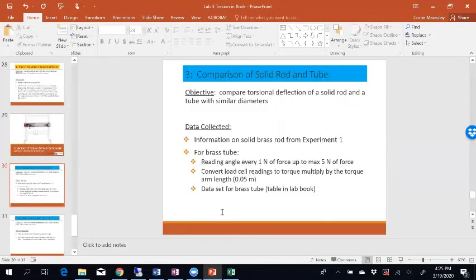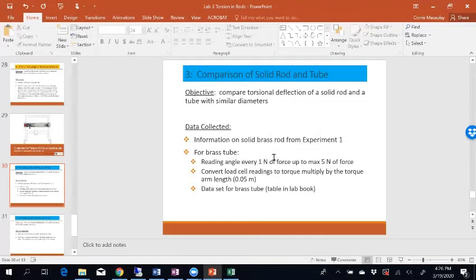All right, so that's the second experiment. And in the third experiment, we're going to compare the solid rod and a tube. What we're going to do is use the brass. And remember from the first experiment, where we had a certain length and applied incremental force, 1 Newton, 2 Newton, 3 Newton, 4 Newton, and 5 Newtons, we're going to do the same thing on the brass tube. And then we're going to compare the two.